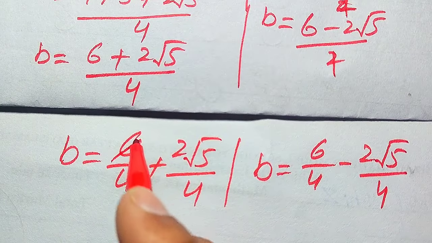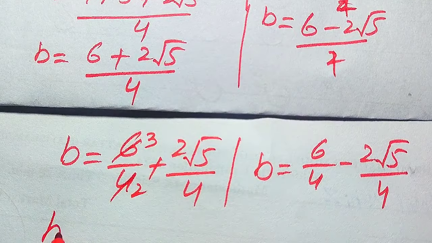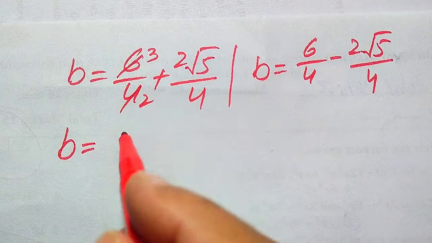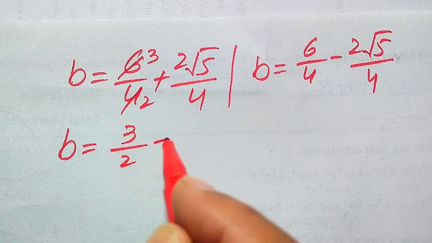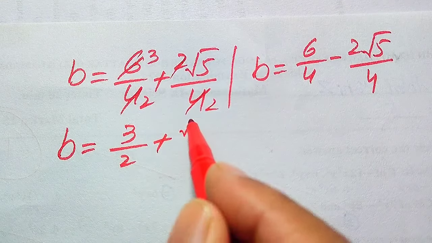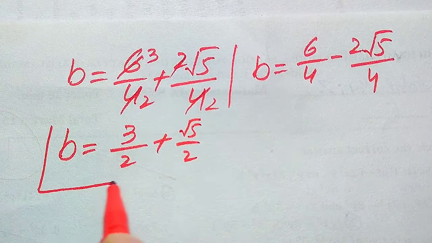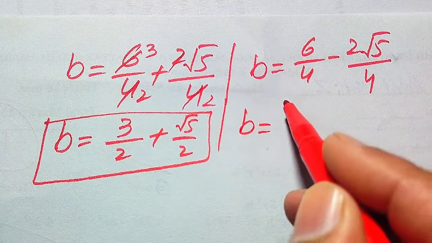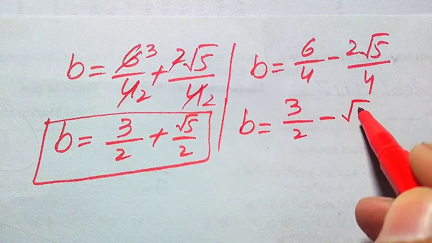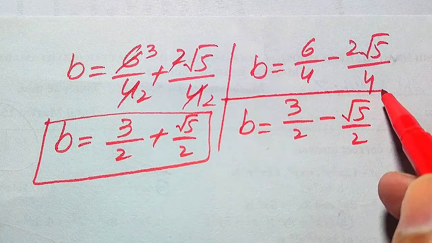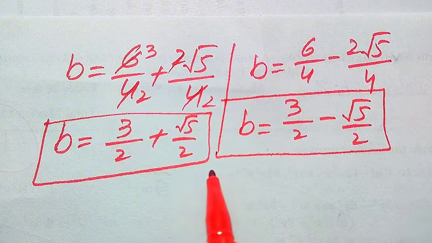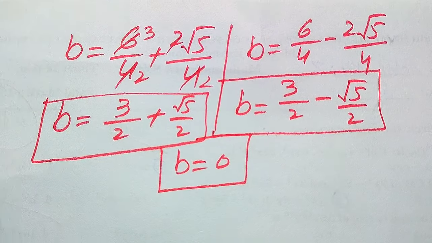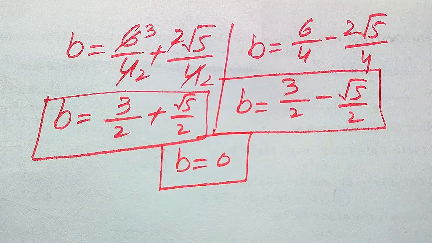So these are cancelled out by each other. 2 times 3 becomes 6, 2 times 2 becomes 4, and we will get b equals 3 over 2 plus, 2 times 2 becomes 4, square root of 5 over 2. So this is the third root of the given equation, and from here we get b equals 3 over 2 minus square root of 5 over 2. So these are the other two complex roots of the given equation, and we have b equals 0 be the 1/3 root of the given equation. So these are the 3 roots of the given equation, and this is the final answer.